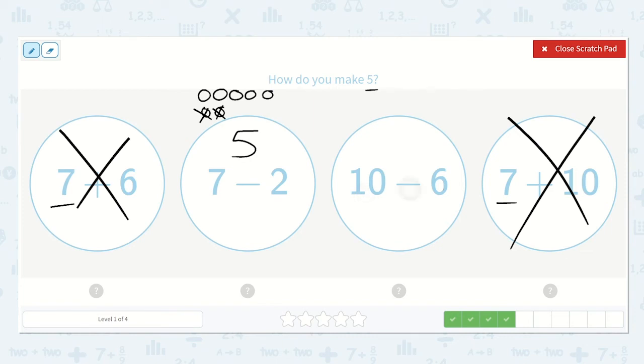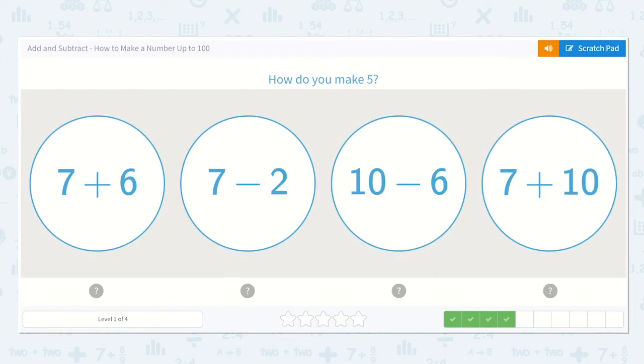Next we have 10 minus 6. 1, 2, 3, 4, 5, 6, 7, 8, 9, 10. We will take 6 away. 1, 2, 3, 4, 5, 6. We are left with 1, 2, 3, 4. So which one is the correct option? Yes, 7 minus 2. It's equal to 5.